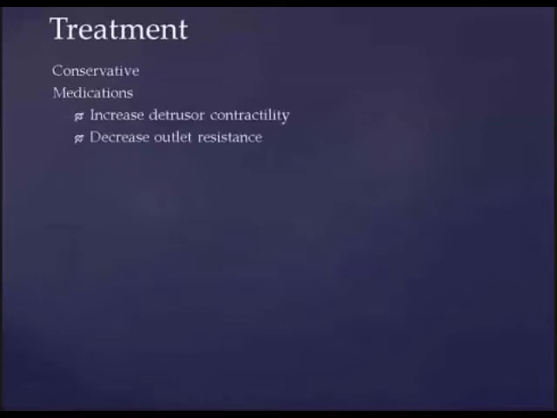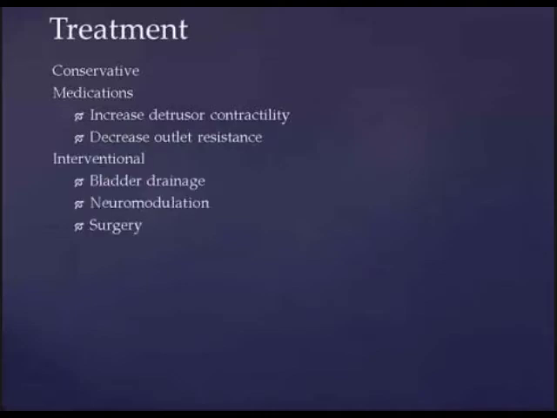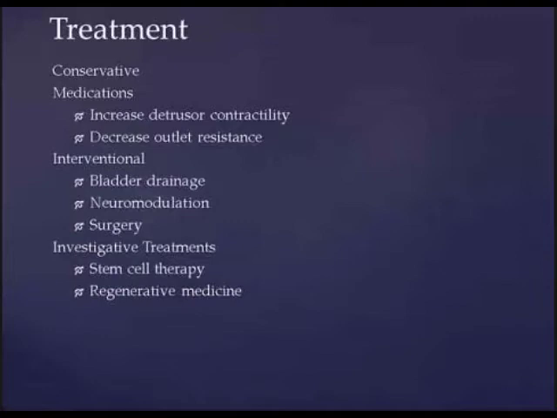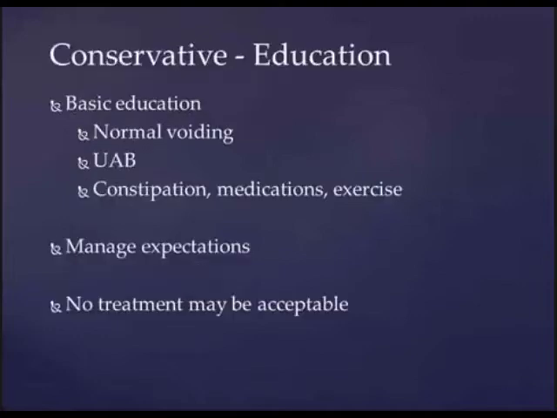So, treatment. Conservative, medications, of course, and really and truly, there's only 2 current ways to treat this. There's some other theories out there. You can either increase detrusor contractility or decrease outlet resistance. So with our fella in the case, we decreased his outlet resistance, but he's still having troubles. There's interventional stuff we can do, bladder drainage, neuromodulation, surgery, and there's investigative treatments that are out there that really are very far away from being clinically applicable, probably not even in my lifetime based on what I'm reading.